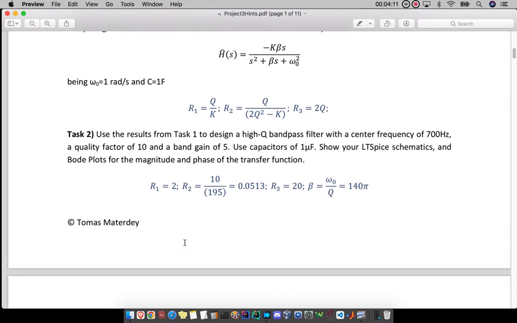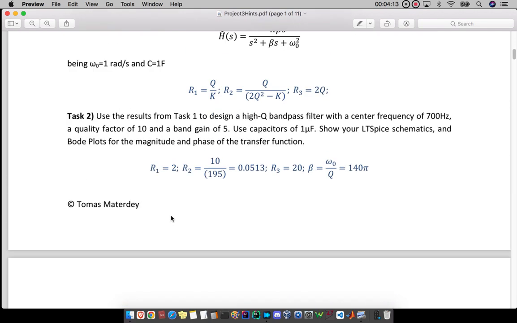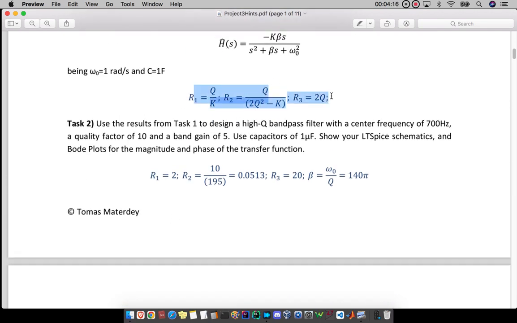All right. Then for task 2, use the results from task 1. Use these results to design a high Q bandpass filter with a center frequency of 700 Hertz, quality factor Q of 10, and a band gain of 5, that is K. We use capacitors of 1 microfarad, so basically we have to create a schematic in LTSpice, and Bode plot for the magnitude and phase of the transfer function. No MATLAB included just yet. And here it is.